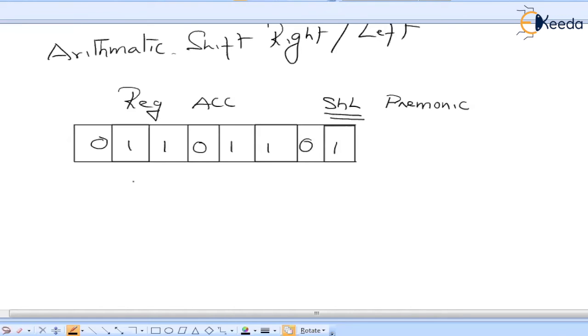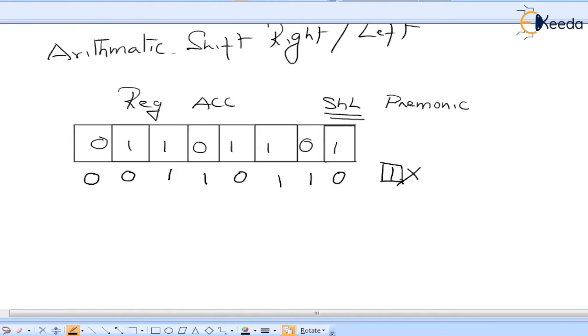Logical shift right needs to be performed. What we do is put a 0 in the most significant bit, and then every digit moves to the next subsequent bit position, this 0, this 1, this 1, this 0, and finally the last digit is going to get discarded. This 1 will be discarded. This 1 will be kicked out.